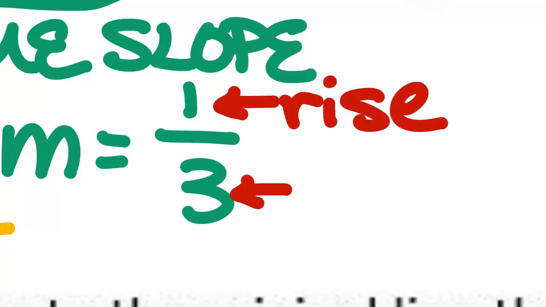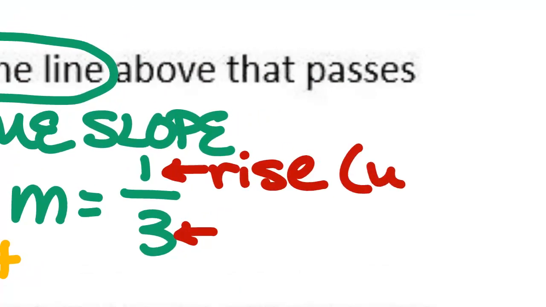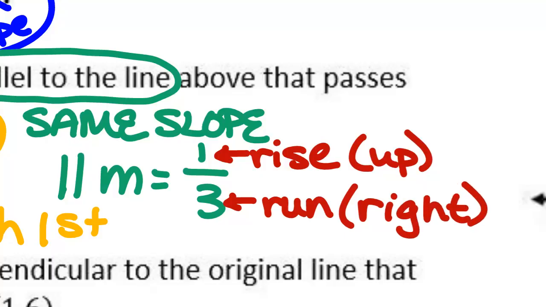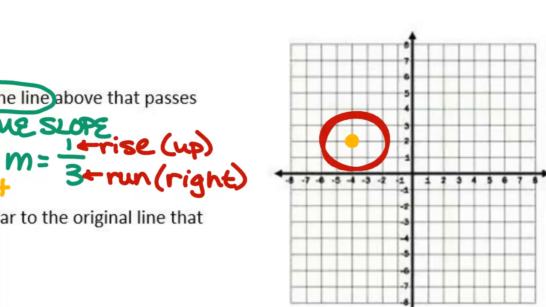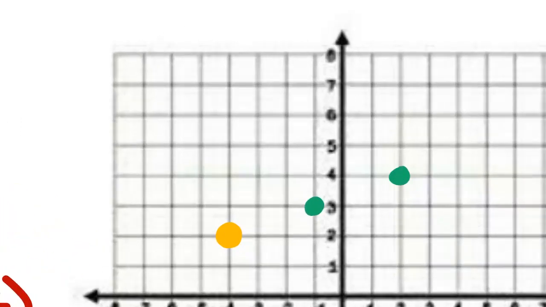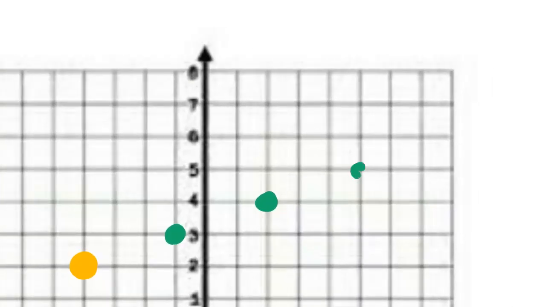The top number is my rise, and it's a positive, so we're going to go up 1. The bottom number is my run. It is also positive, so we're going to go to the right. So from this point right here, I will count up 1 and right 3 and put down my next point. Up 1 and right 3 and put down a point.